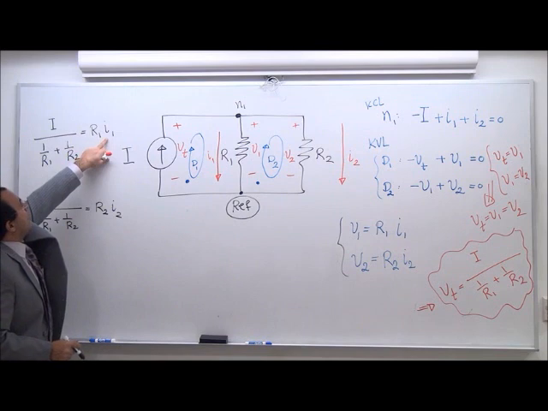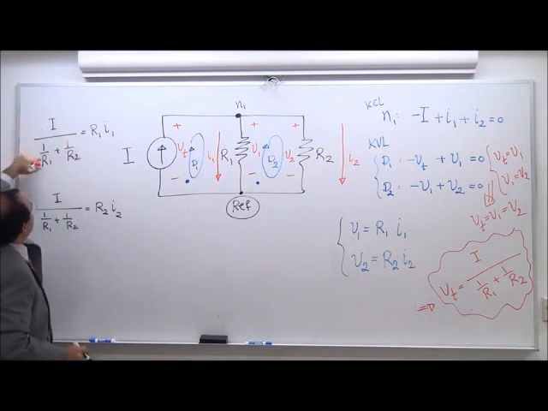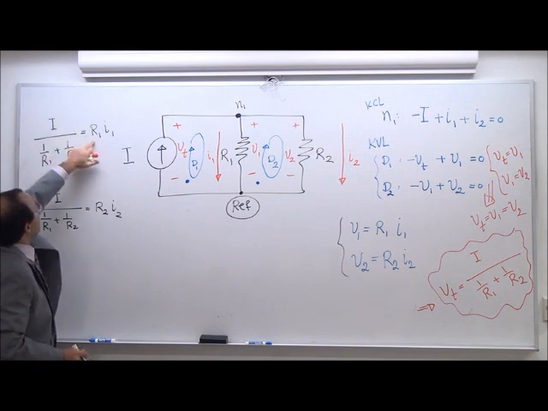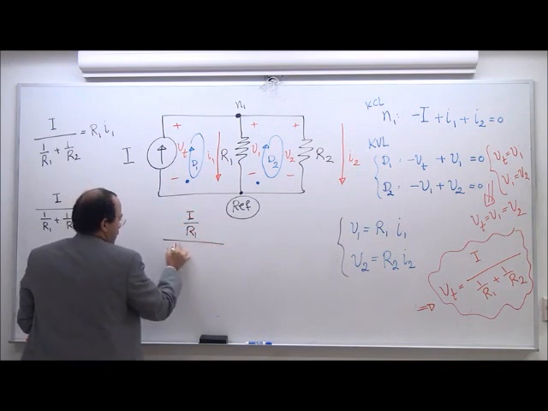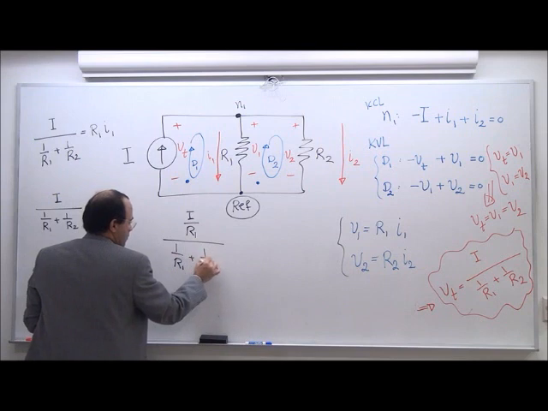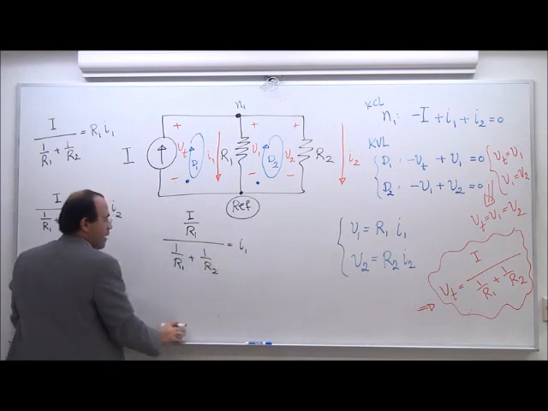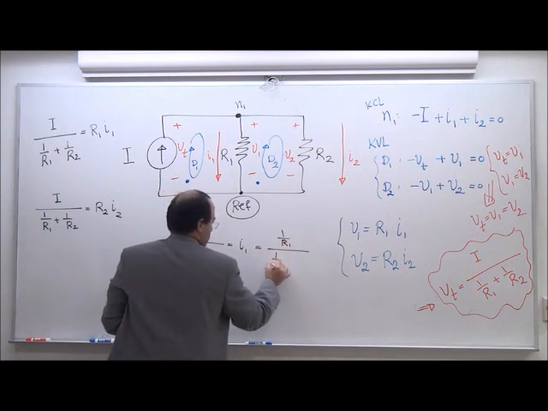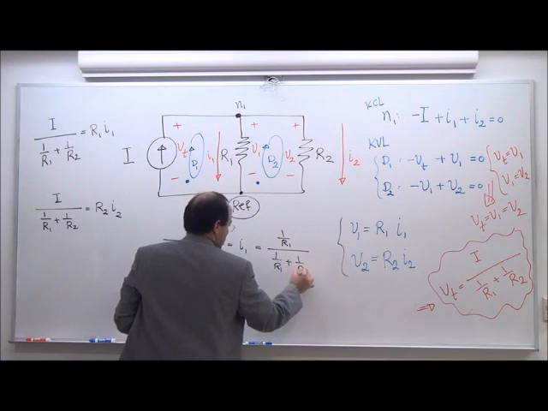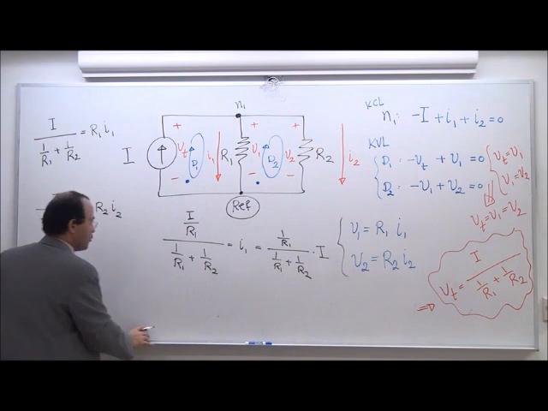For I1 you need to divide this by R1. Since this is a fraction, I can actually divide the top by R1. So I'm going to say I divided by R1, divided by 1 over R1 plus 1 over R2, is equal to I1. I can even write it better: 1 over R1 divided by 1 over R1 plus 1 over R2, times capital I.